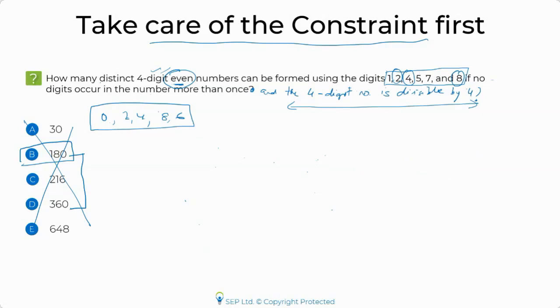Okay, so I can see various answers. So I just want to tell you a small way in which you can solve this question methodically and make sure that you don't miss out on any case. Now, can anyone tell me what's the divisibility rule of 4? How do I know whether a number is divisible by 4 or not?